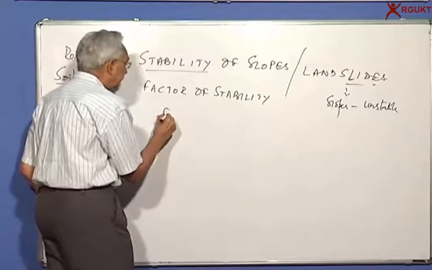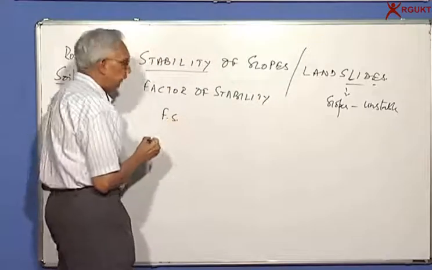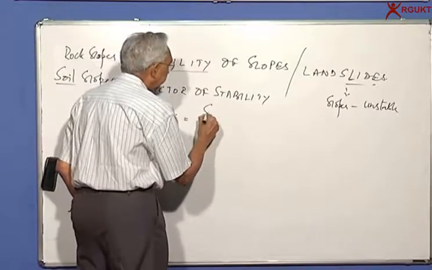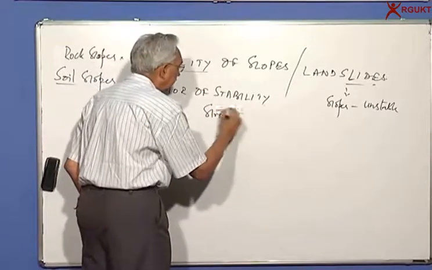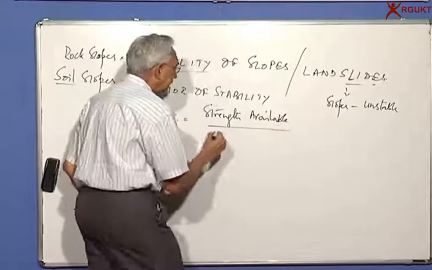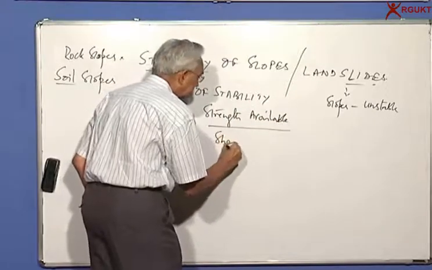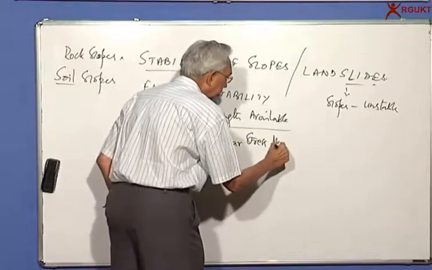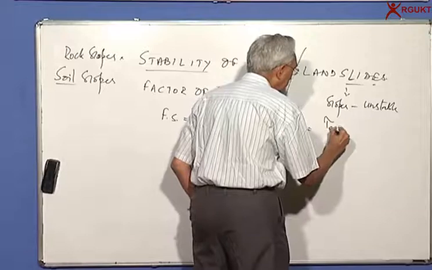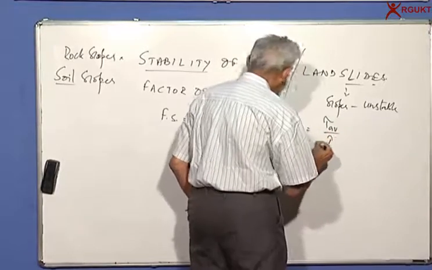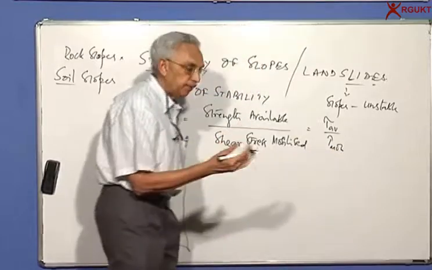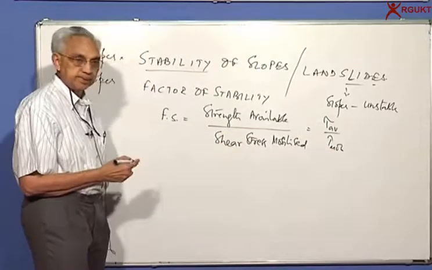We say that we can define it in terms of three different alternatives: strength available divided by the shear stress mobilized. So if I say tau available and tau mobilized due to whatever actions of the gravity, stress, etc.